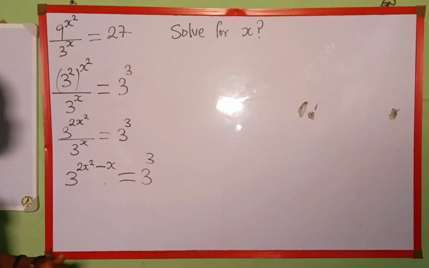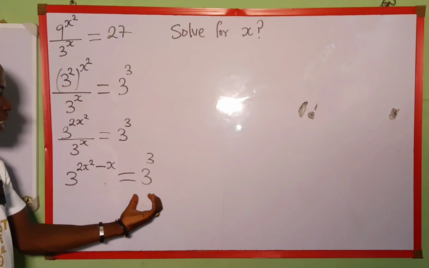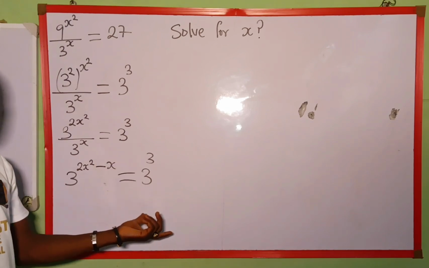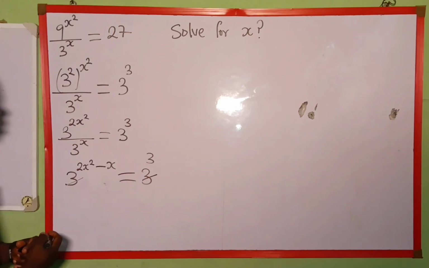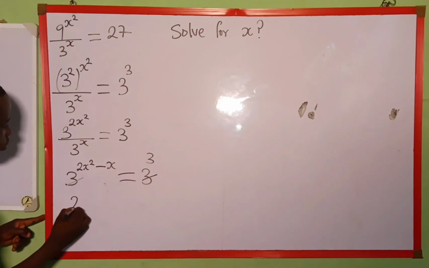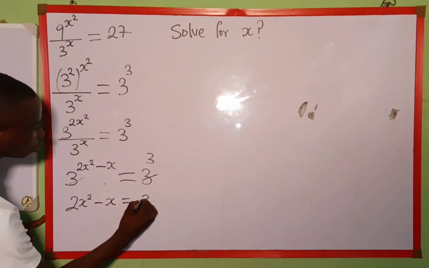Now what do you notice in this equation? The bases are the same, 3 and 3. Recall, when the bases are the same, we can cancel out the bases, then we equate the exponents. So we can cancel out these 3s because they are the same. So the first exponent is what? 2x squared minus x, which is equal to 3.